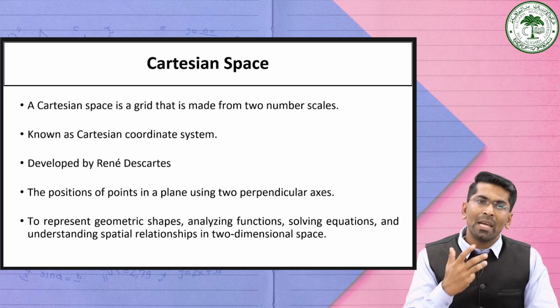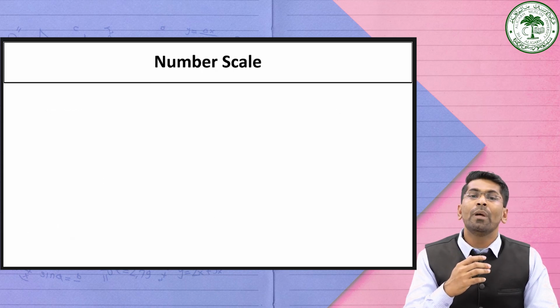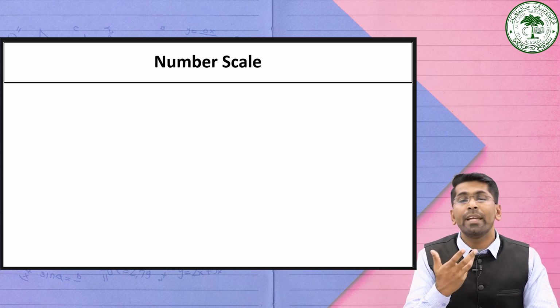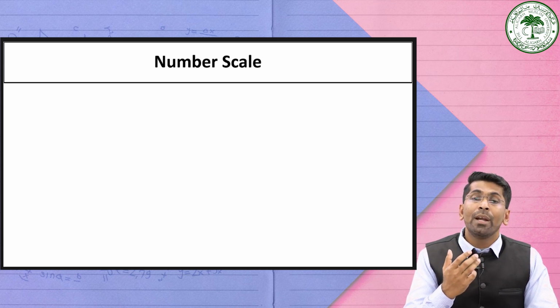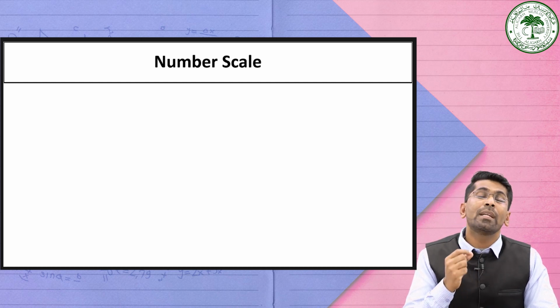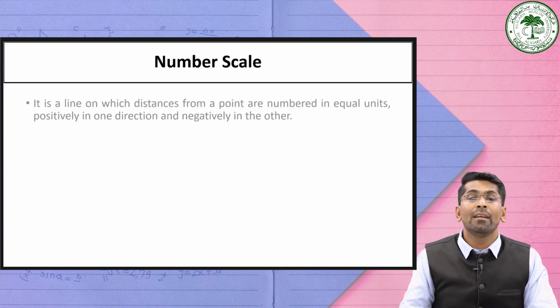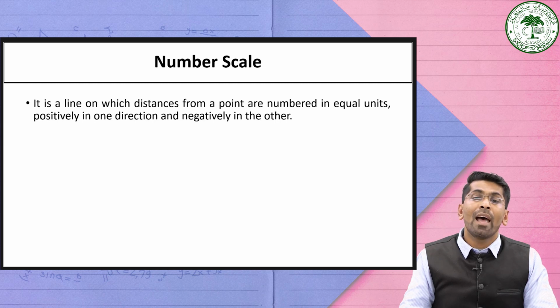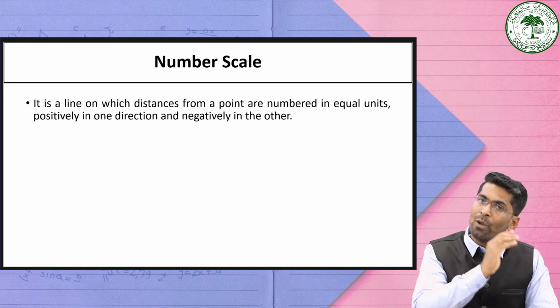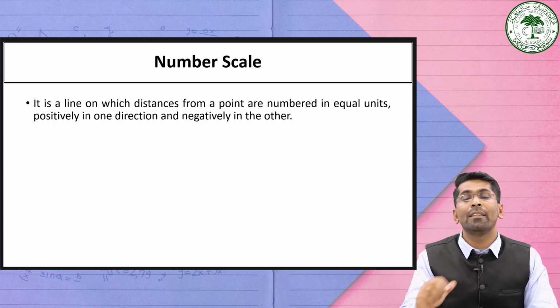Next we are going to develop the Cartesian space. In order to create a Cartesian coordinate system, we have to establish two perpendicular axes, defining the unit of measurement, which is generally known as a number scale. A number scale is a one-dimensional representation, a line on which the distances from a point are numbered in equal units, positively in one direction and negatively in the other direction.